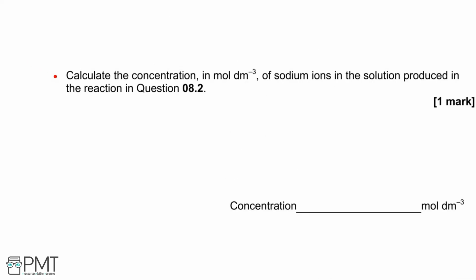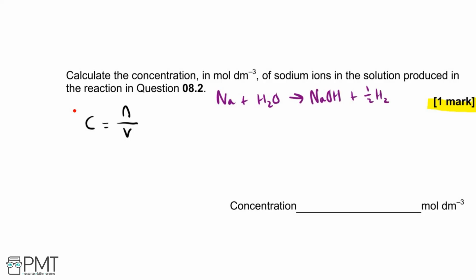Calculate the concentration in moles per decimeter cubed of sodium ions in the solution produced in the reaction in question 8.2. This question is worth 1 mark. So in order to actually calculate the concentration of something, we need to use concentration is equal to moles divided by volume. And in the reaction in the previous question, we had sodium plus water producing sodium hydroxide and half a mole of hydrogen gas. And we calculated the moles of sodium, and we can see from this equation that that's going to have a 1-to-1 ratio with the eventual moles we'll have of sodium ions in this reaction.